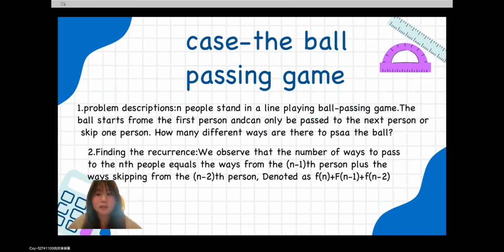Hello everyone. Today I want to share 4 short stories. They all show the same powerful idea, mathematical induction.